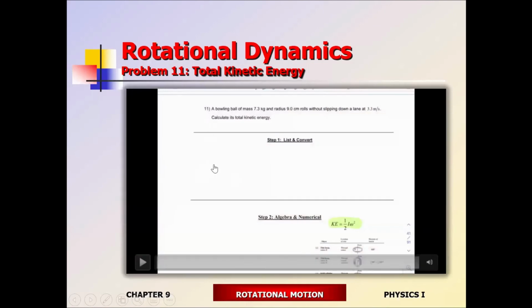Okay, let's take a look at that and then go take a break because I'm going to do a few mind thrusters. So we got a bowling ball. It's got a mass, and then it's got a radius. It's rolling down a lane at this speed. So we know the speed, which is going to be expressed in terms of meters per second. So what's the total kinetic energy?